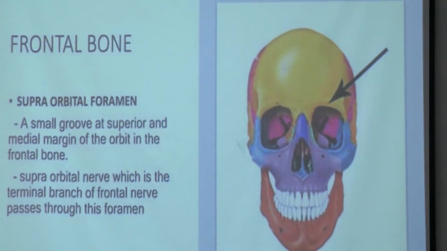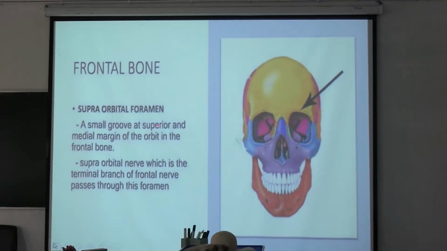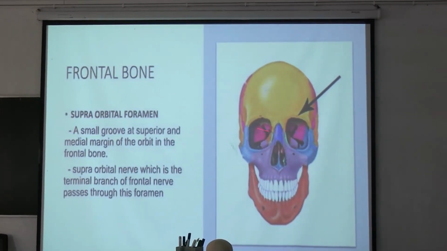Okay, so this one is frontal. Here will be the ethmoid, sphenoid, temporal, occipital. Okay, palatine will be near the nasal cavity. So we are starting from frontal bone. Okay, frontal bone, first foramen is the supraorbital foramen.